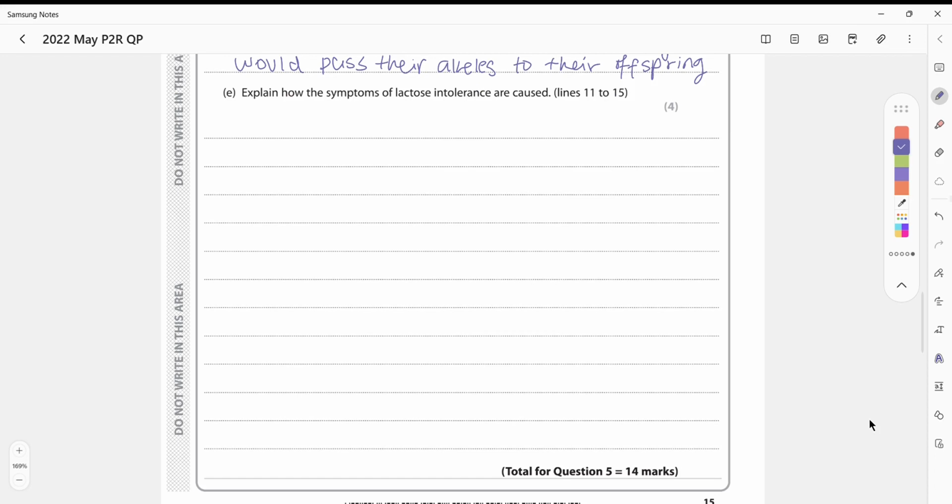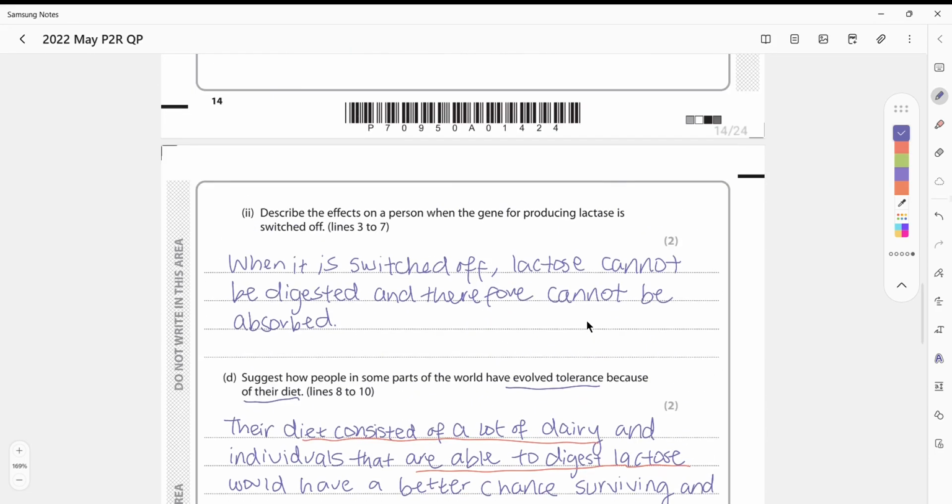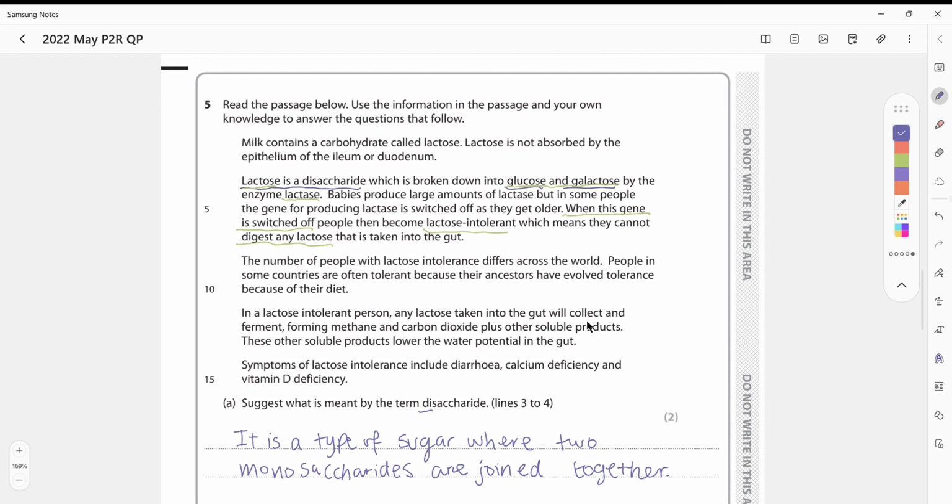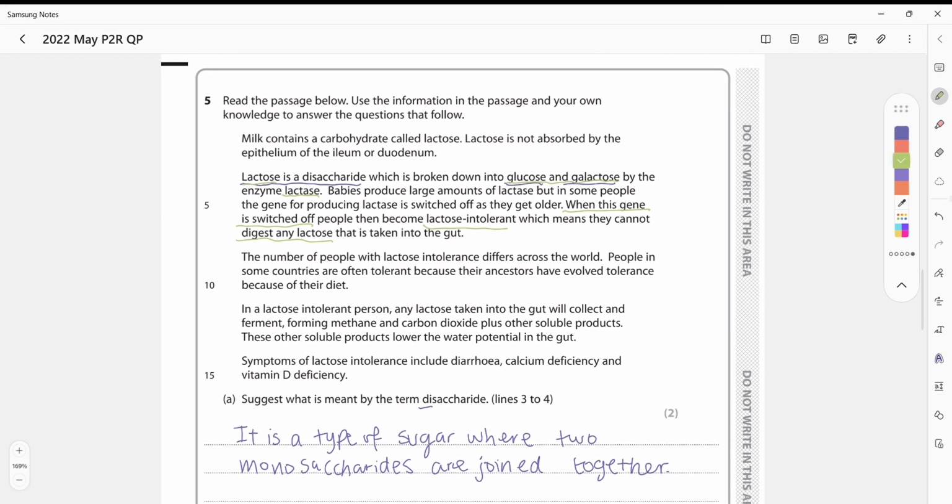So the question is asking how the symptoms of lactose intolerance are caused. Let's go back up here and let me just highlight this part where it says at the bottom, symptoms of lactose intolerance include diarrhea, calcium deficiency, and vitamin D deficiency. So we do have to include all 3 of these symptoms.